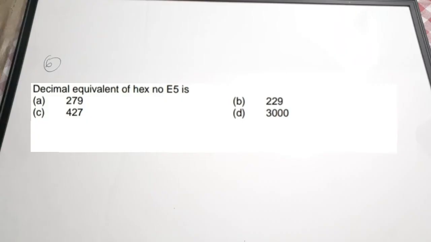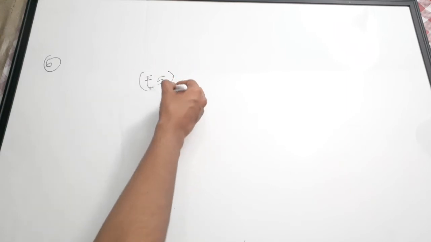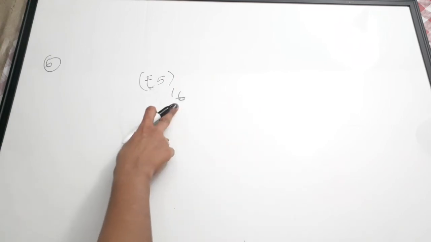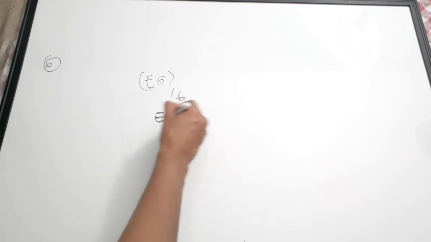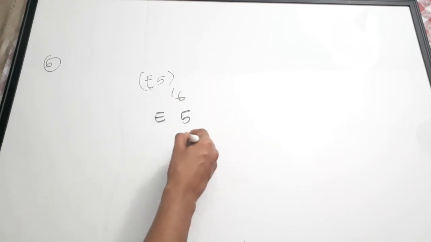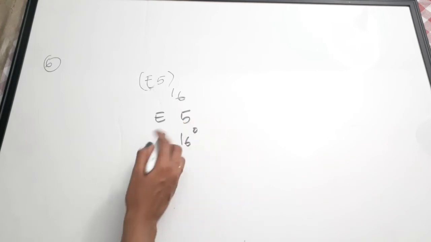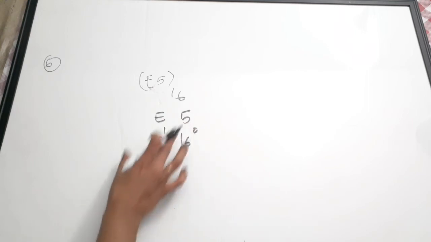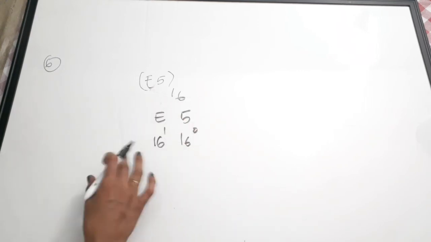The decimal equivalent of hex number E5 is dash. So this is a question from digital electronics. You have to find the decimal equivalent of the hexadecimal number E5. Okay, so hexadecimal, we know that it is to the base of 16. So if you write this E5, you can write it with 16 raised to 0 as the position value, 16 raised to 1. Okay, so we can write E5 like this in order to convert to decimal.